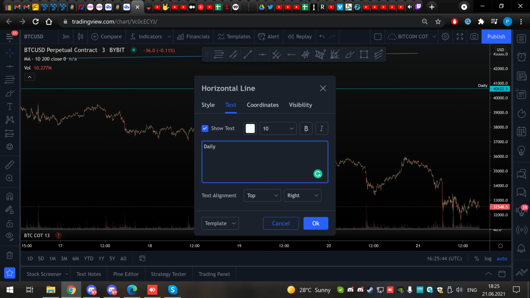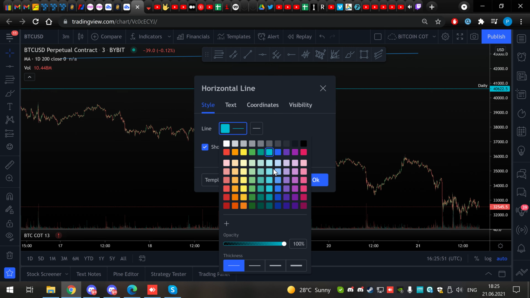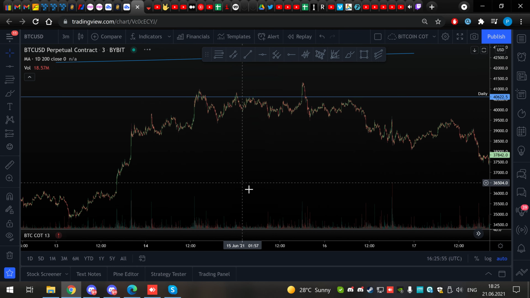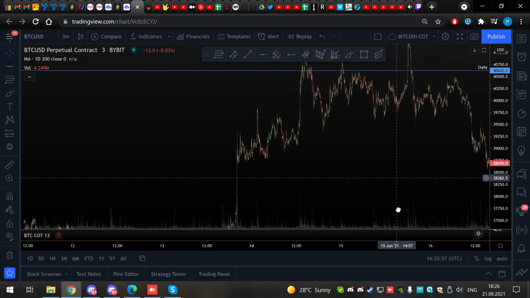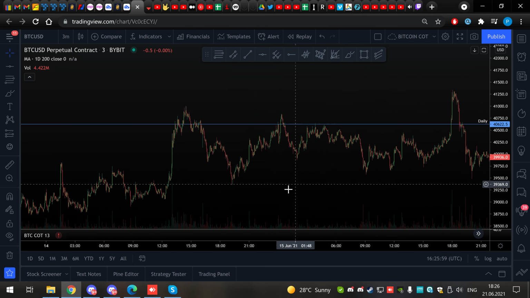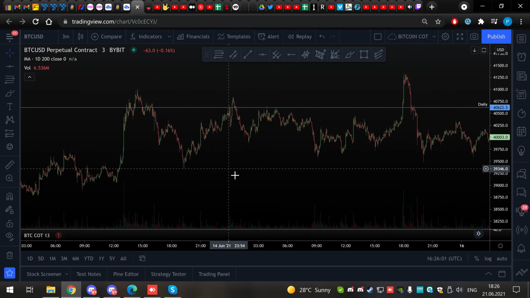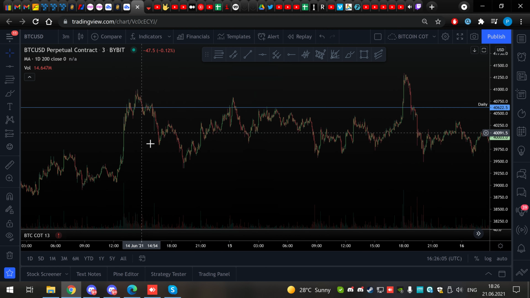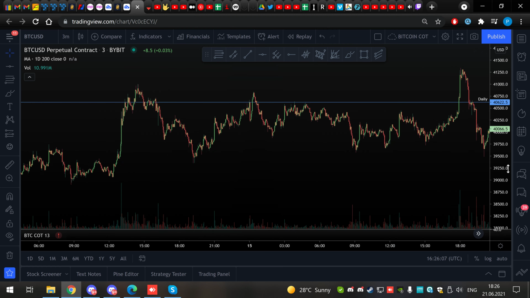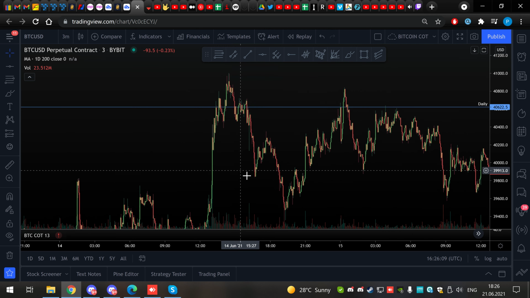We'll mark it correctly. Daily, and the color a bit. So you see how important it is. Even on the 3-minute time frame, it's more like a region. Sometimes it's an exact level, sometimes it's acting very exact, sometimes not. On scalping it is usually acting very exact.